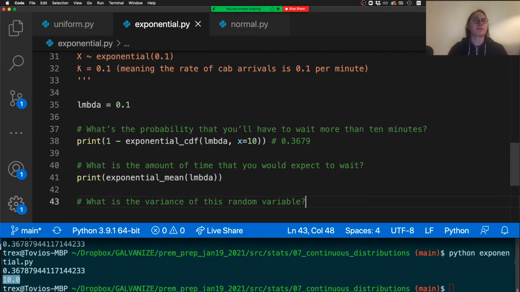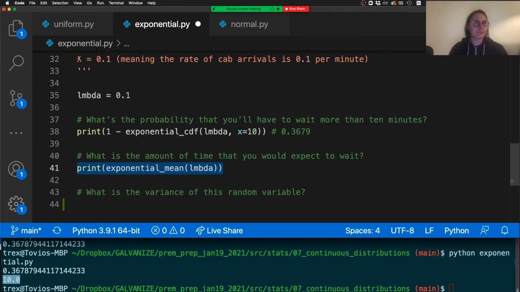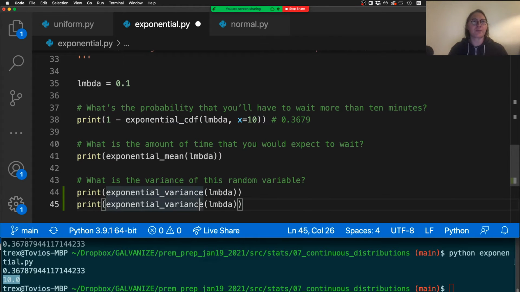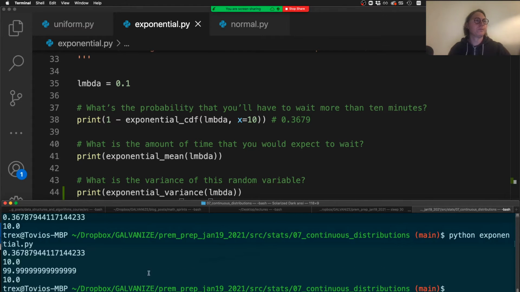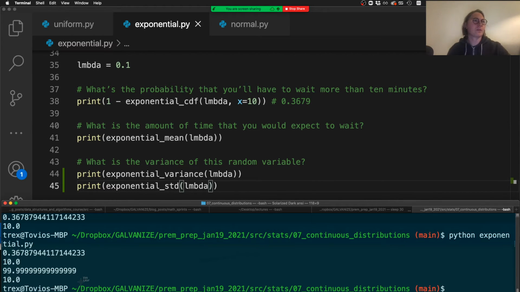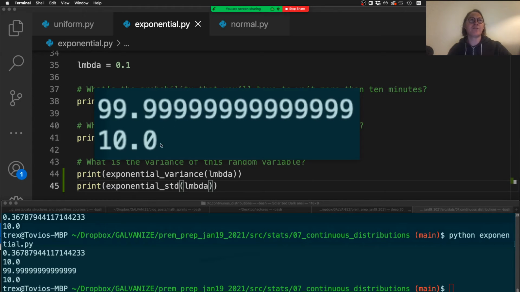Okay. So what is the variance of the random variable? Let's put in the exponential variance, and I'm also going to print out the exponential standard deviation. Okay, so notice our variance is really out of scale, and I think standard deviation serves us a little bit better here, right? So we're going to expect to wait 10 minutes with reasonably 10 minutes on either side of that.